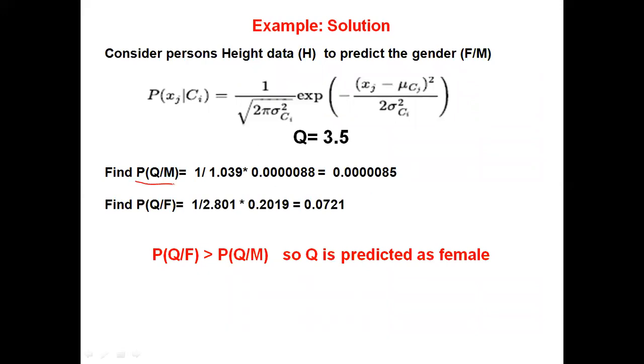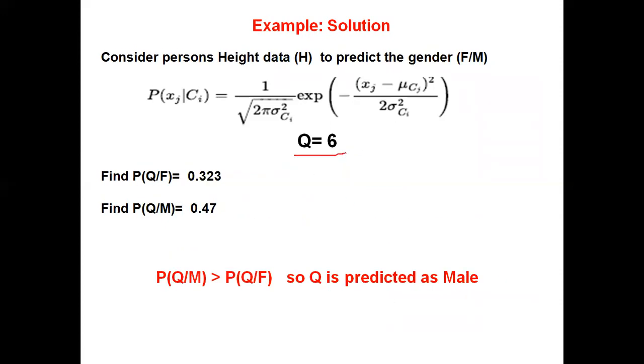So here is the solution. The probability of the query point Q, that is 3.5, for the male is 0.000085, and the probability of height 3.5 for the female class label is 0.0721. The probability of the query for the female is greater than the probability of Q for the male, so my Q is predicted as female. A new person with height 3.5 is predicted as female here.